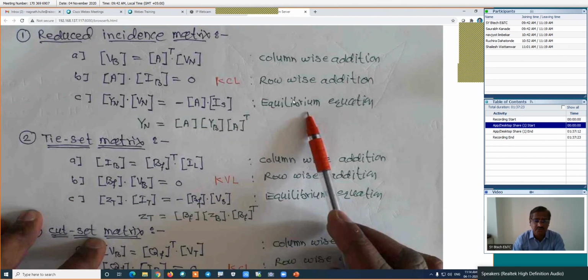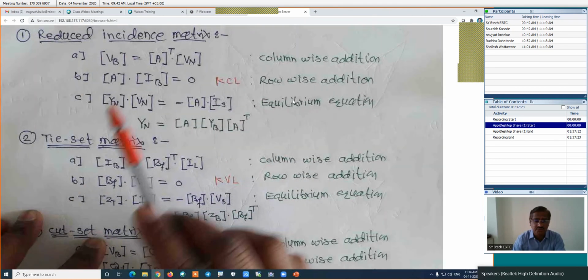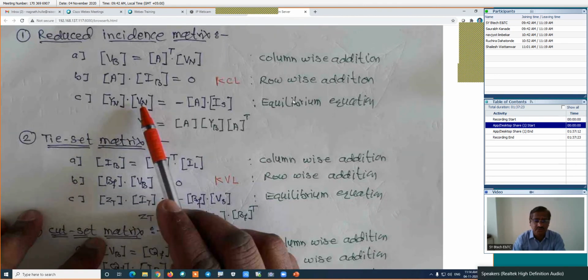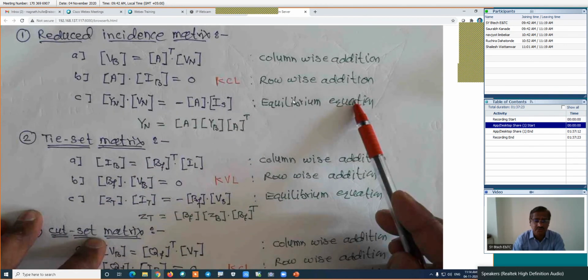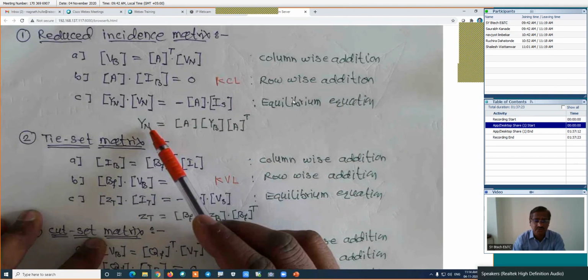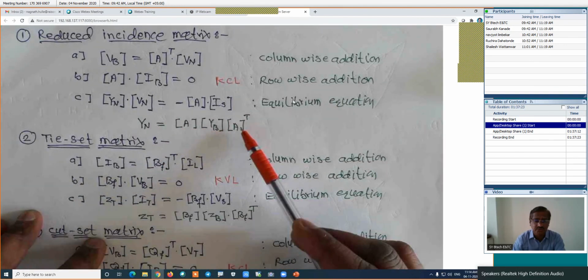The equivalent equation in the reduced incidence matrix method is Yn into Vn equal to minus A into IS. This is the equilibrium equation. And in this case, this Yn is the same as A into YB into A transpose.